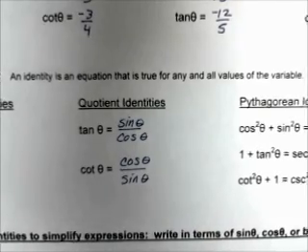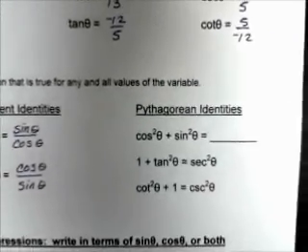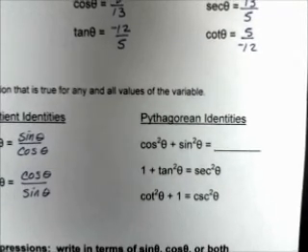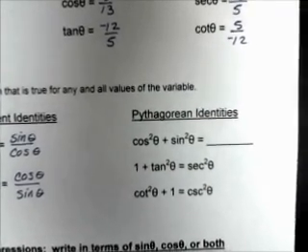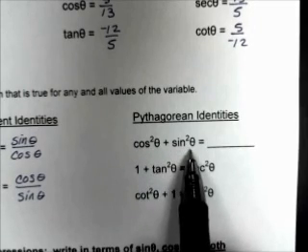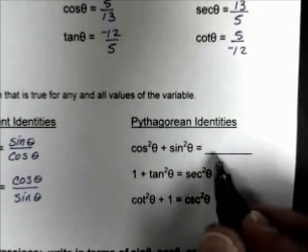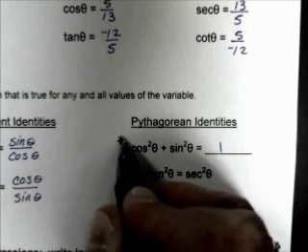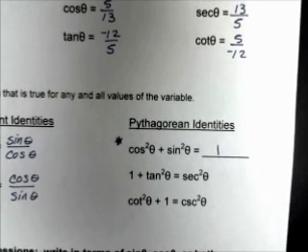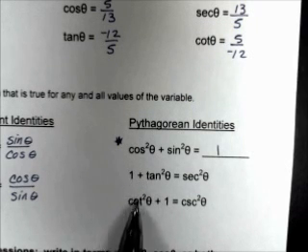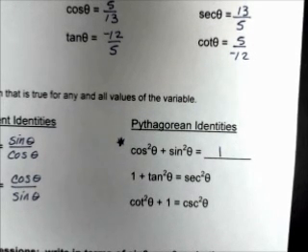Now, what's new is the Pythagorean identities. It's very important, and this will come up later on in another chapter. Cosine squared theta plus sine squared theta is equal to 1, and it's important to remember that. Given that, if we know this one, we can get the other two Pythagorean identities. We'll look at deriving these other two at a later time.